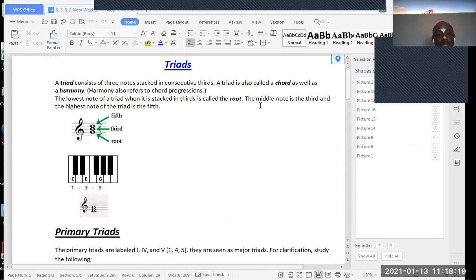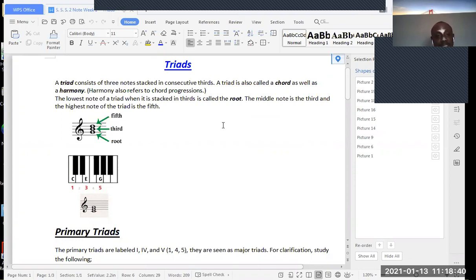Our topic of discussion at this moment is triad. When we talk of triad, what is triad? A triad consists of three notes stacked in consecutive thirds. I believe you can see your screen. Triad means what?